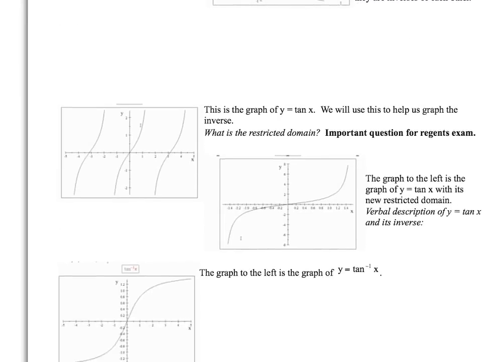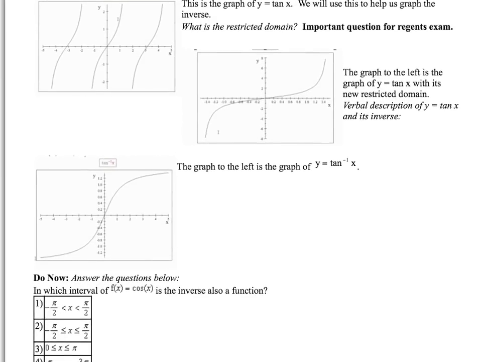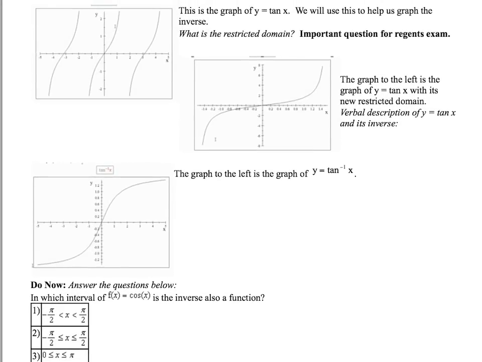The last one we're looking at is tangent. Okay, that's our normal tangent graph. We saw that yesterday. Right now, it's failing the horizontal line test. So we restrict the domain. We're only going to look at the piece that I have in black here. That piece I have in black goes from -pi over 2 to pi over 2.